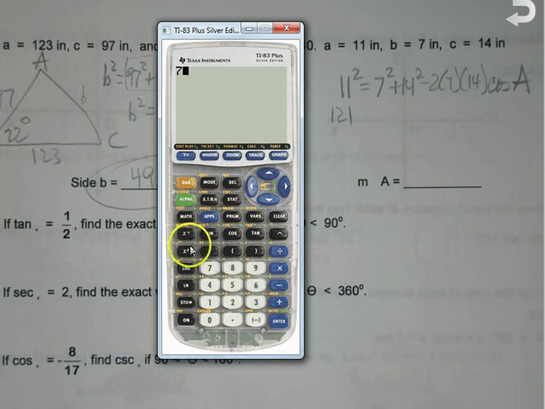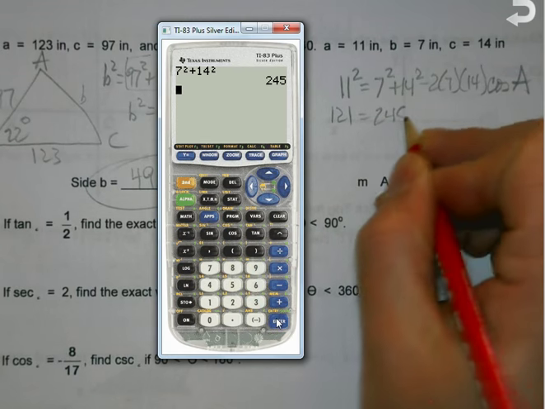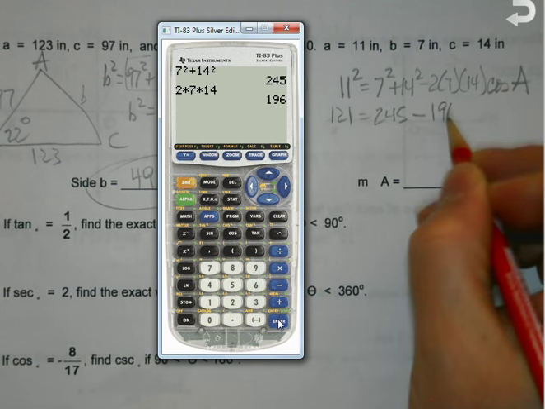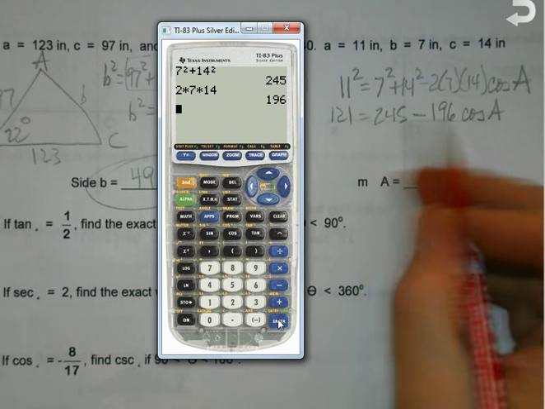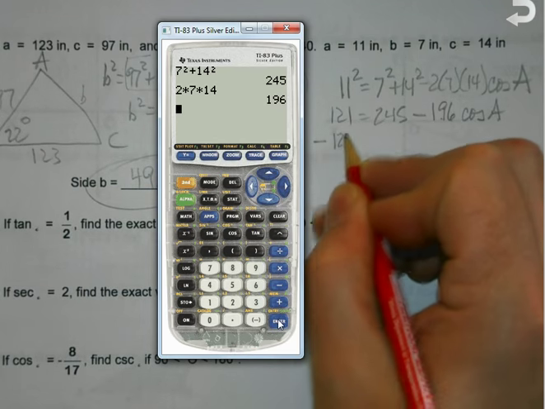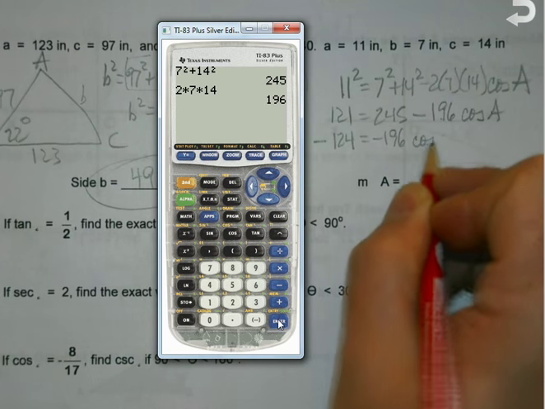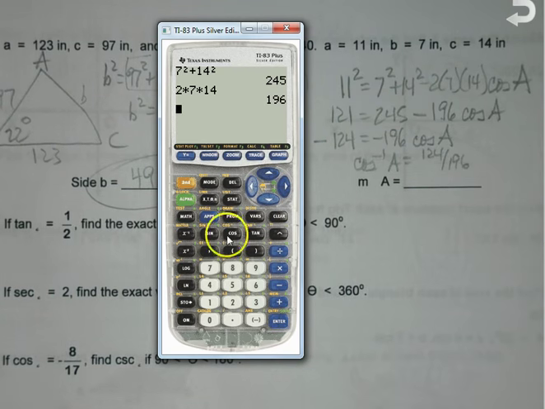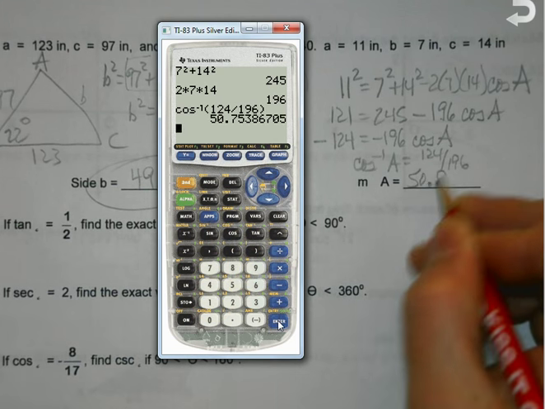Then I'm going to go ahead on the right side. I'm going to do my 7 squared plus 14 squared, and I'm going to do that part, because all of this is connected to my cosine of A, my 2 times 7 times 14. Okay, can't subtract these. 196 is with the cosine of A. I'll subtract 245 over, though. So now I just take that remaining fraction and get to my answer that way.